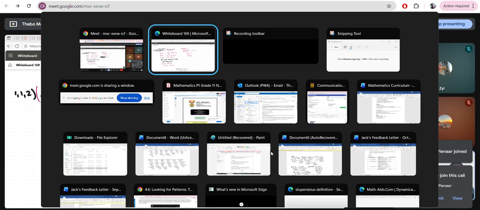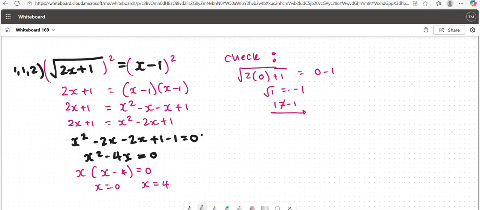Hello Jensen. I'm busy marking 1.2. So I checked the 0 does not work. Let me just check the 4. 4 in brackets plus 1 is equal to 4 minus 1. That's an 8 plus 1, which is a root of 9. And this one does work.